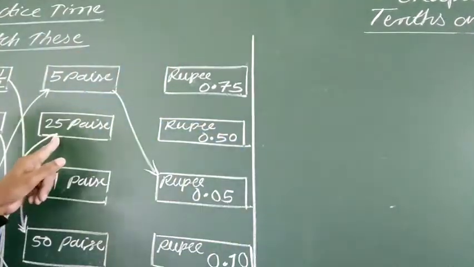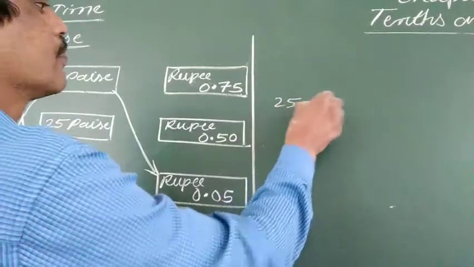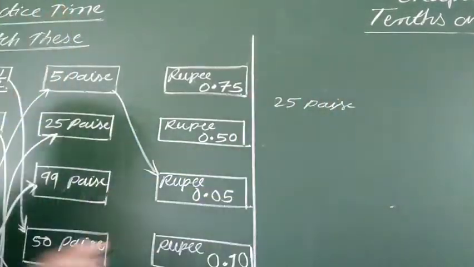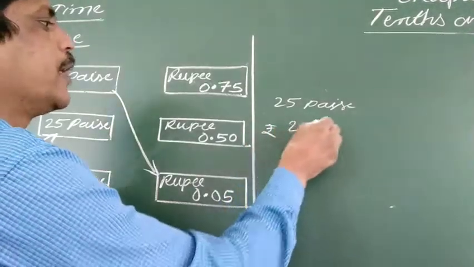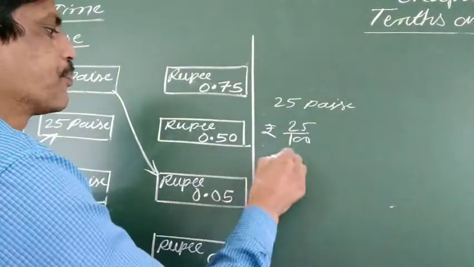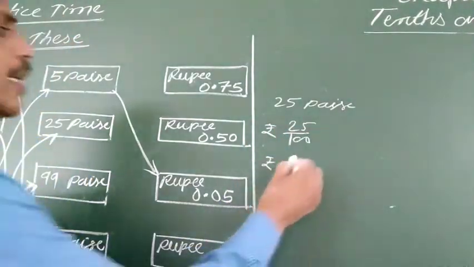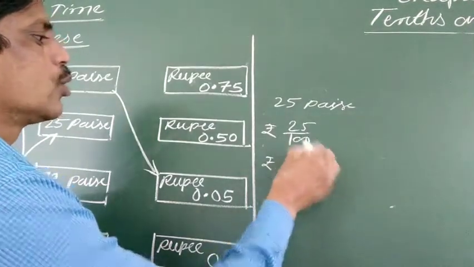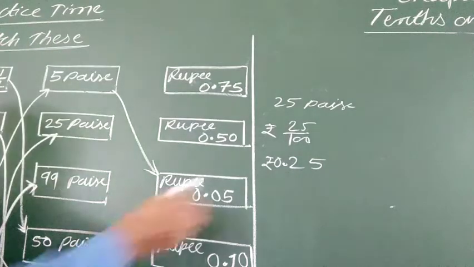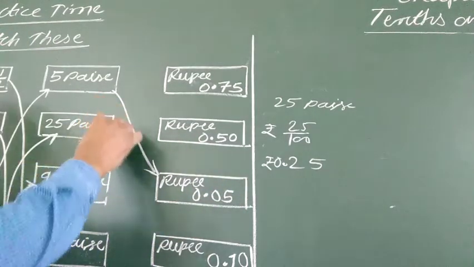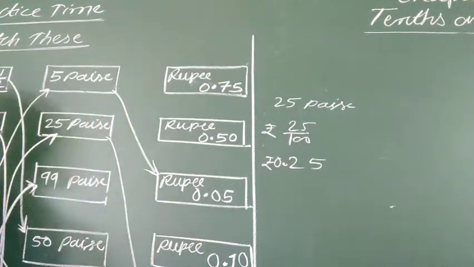Now 25 paise. It is 25 paise. So what is this, beta? It is rupees 25 by 100. Now see, it is 25. 1, 2, decimal, it is 0. So it is rupees 0.25. Okay.